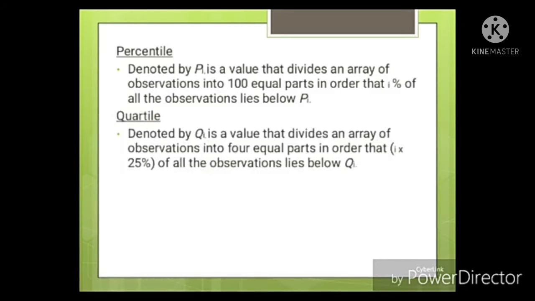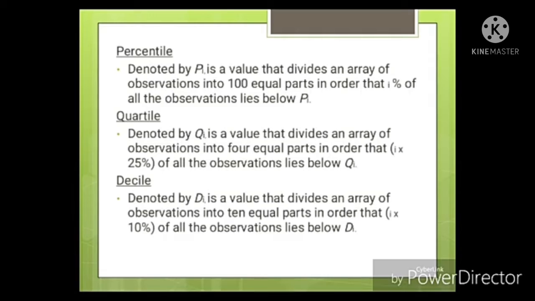Quartile. It is denoted by capital Q and subscript i. Unlike the percentile, it is a value that divides an array of observations into 4 equal parts in order that i by 25% of all the observations lie below the quartile.